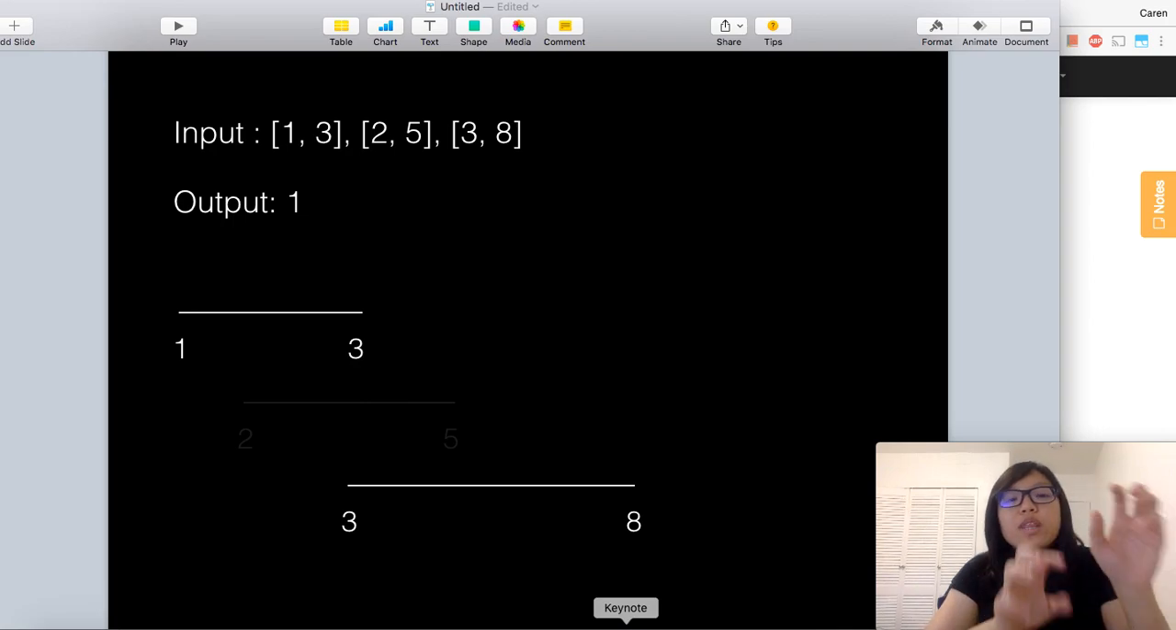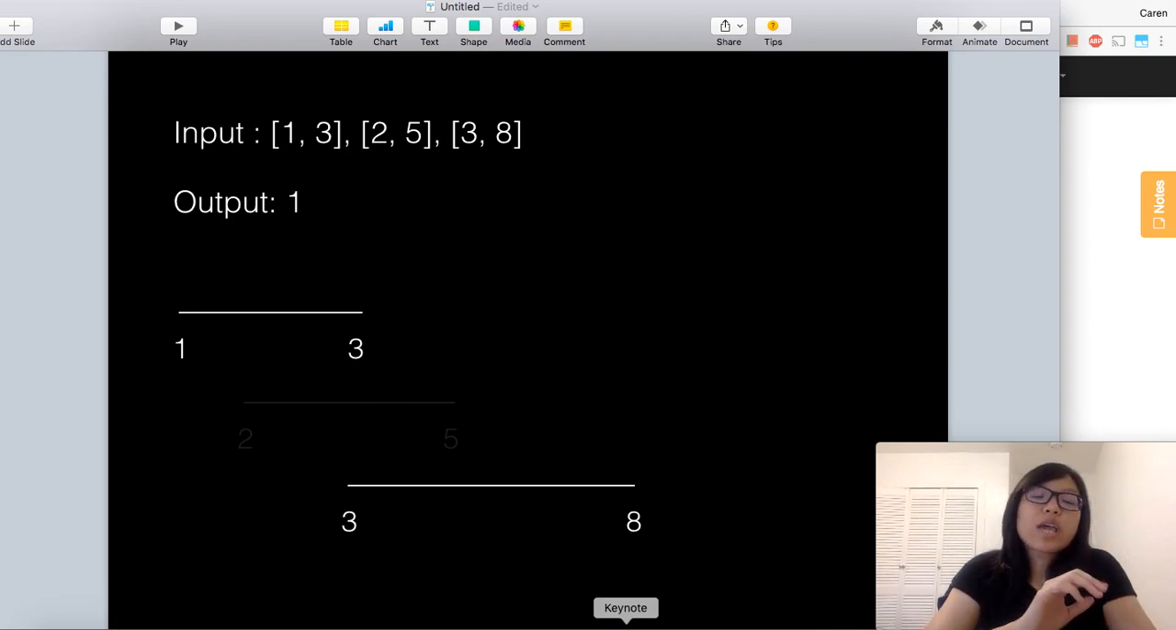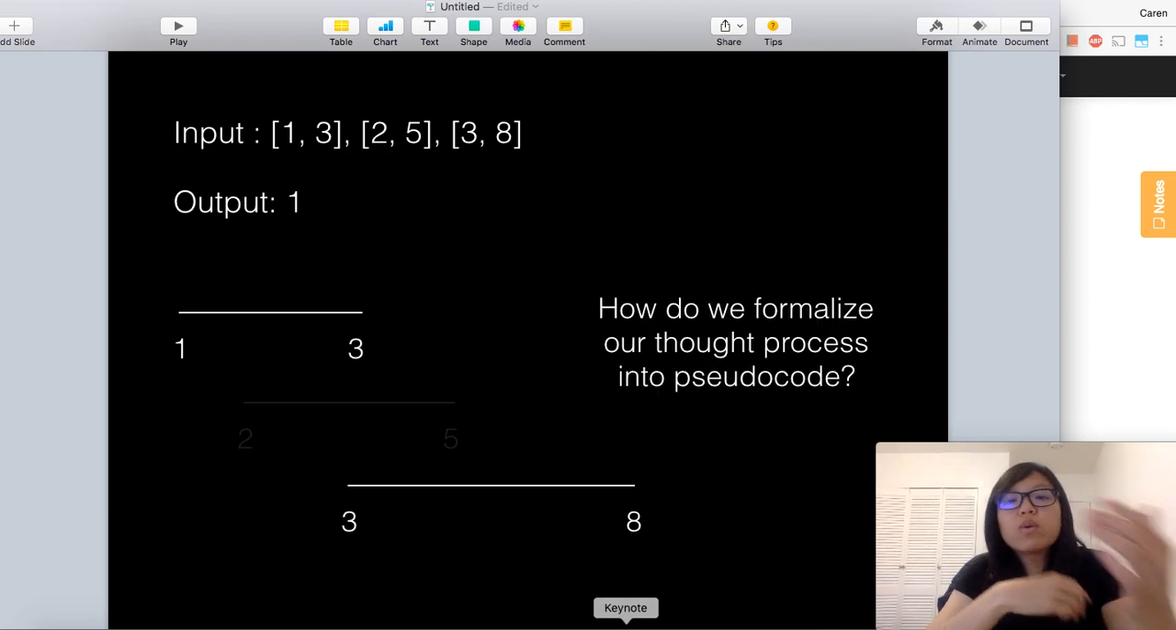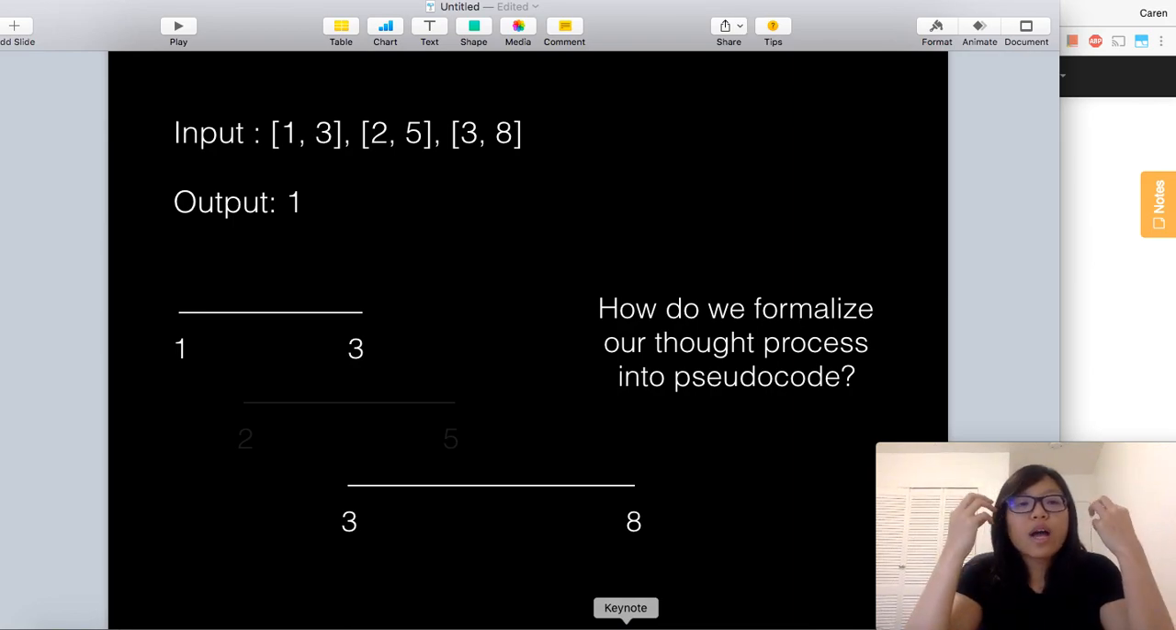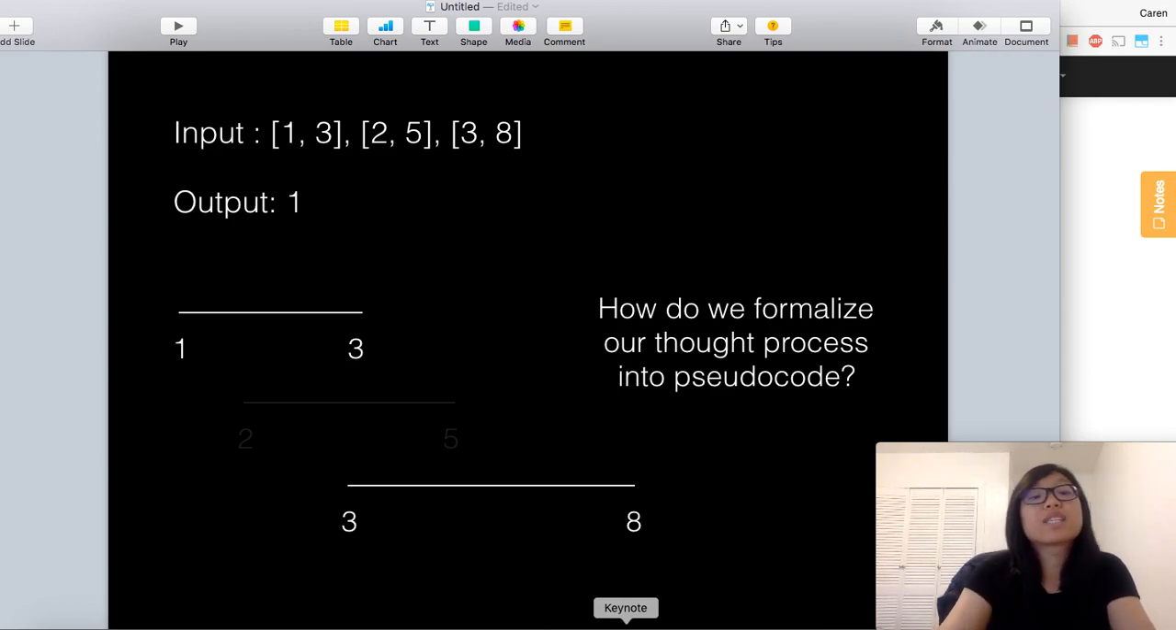So this is how we came up with this solution. But the way that we visualized it and came to the conclusion that we should remove the interval 2,5, let's try to put that into words a little bit. How do we formalize what we saw here into pseudocode? How can we extract our thought process and put it into pseudocode so that we could maybe translate it into code later?